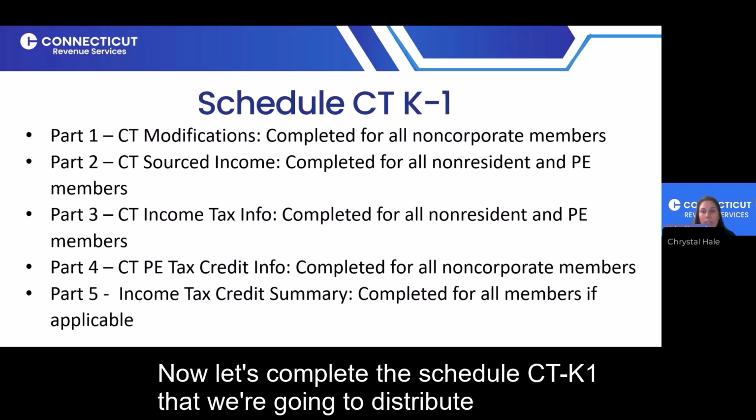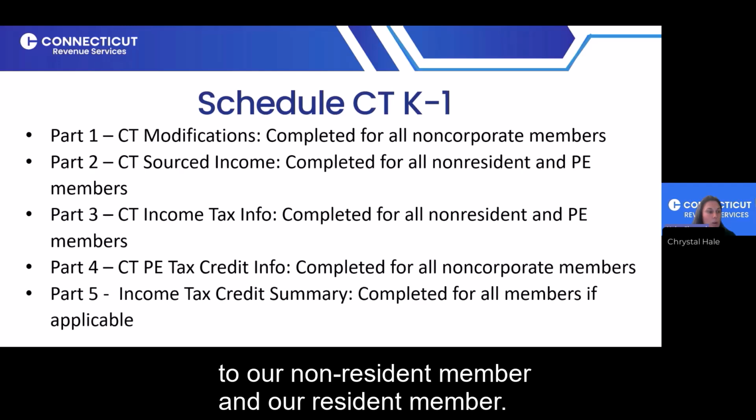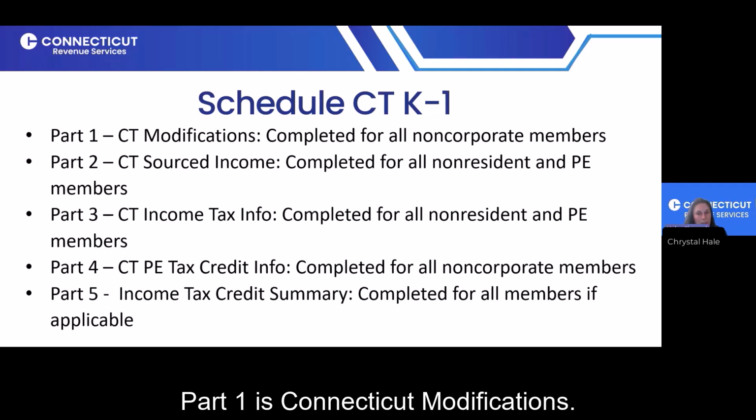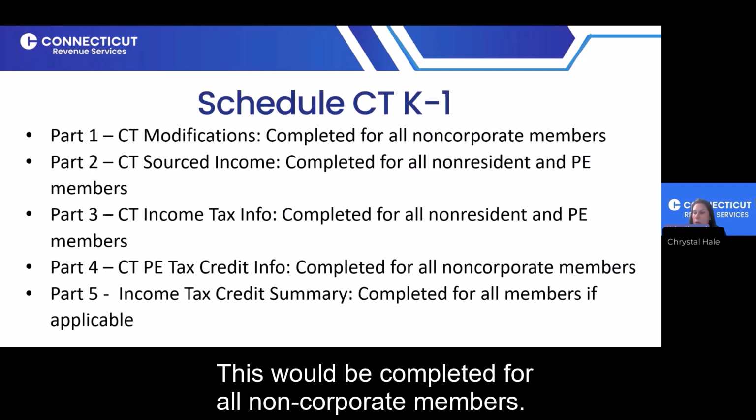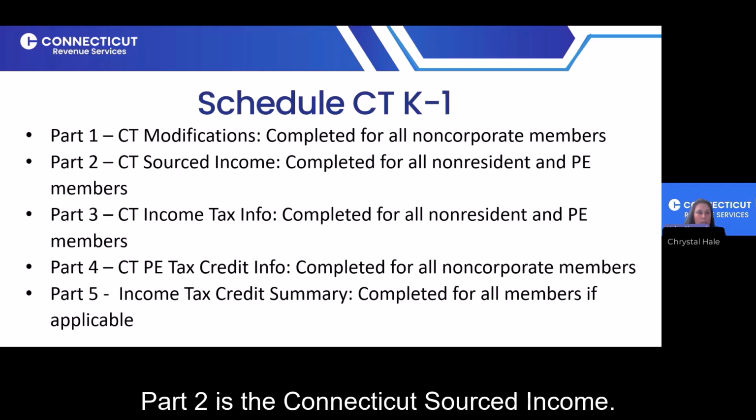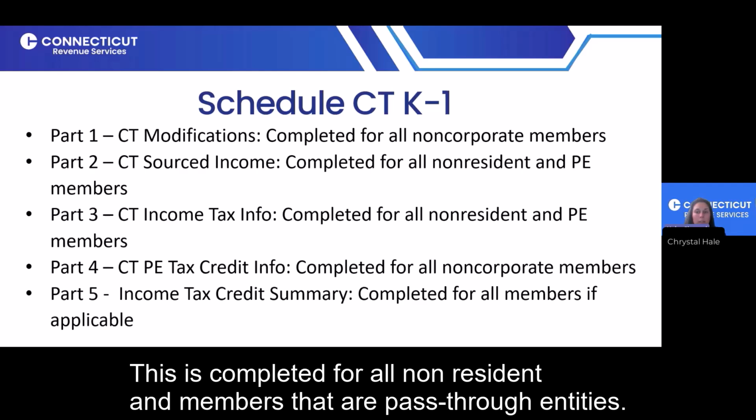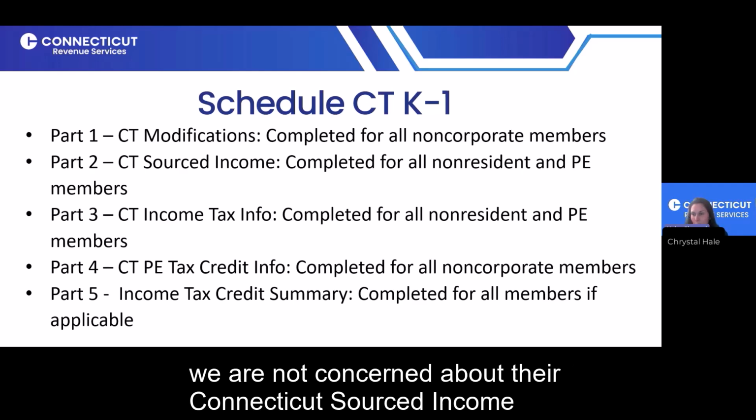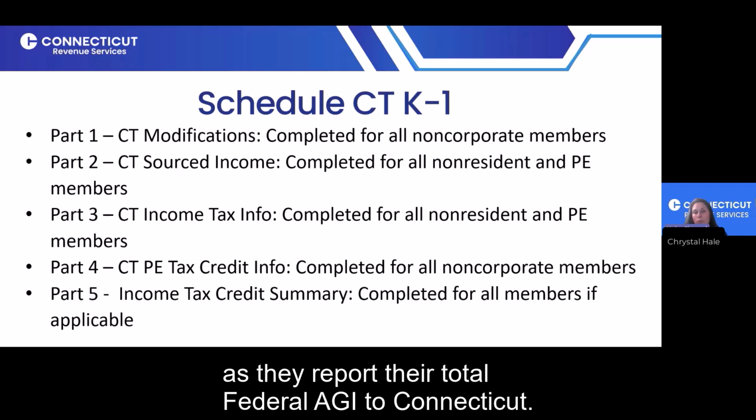Now let's complete the Schedule CTK1s that we're going to distribute to our non-resident member and our resident member. So just to give a brief summary of the parts that are included on the Schedule CTK1. Part 1 is Connecticut modifications. This would be completed for all non-corporate members. Part 2 is the Connecticut source income. This is completed for all non-resident members and members that are pass-through entities. Remember, we didn't have to complete that for our resident member because we're not concerned about their Connecticut source income as they report their total federal AGI to Connecticut.